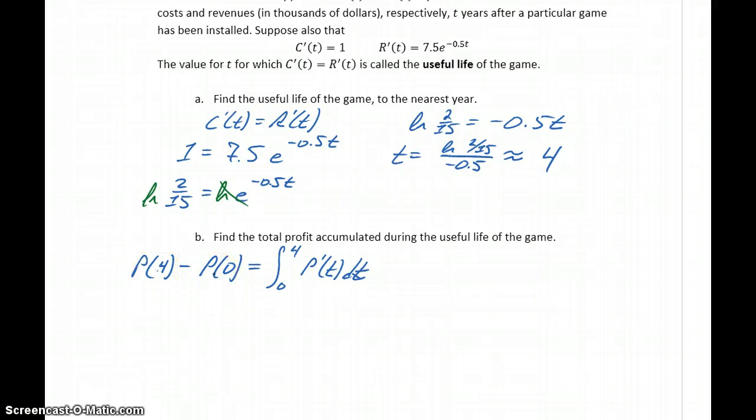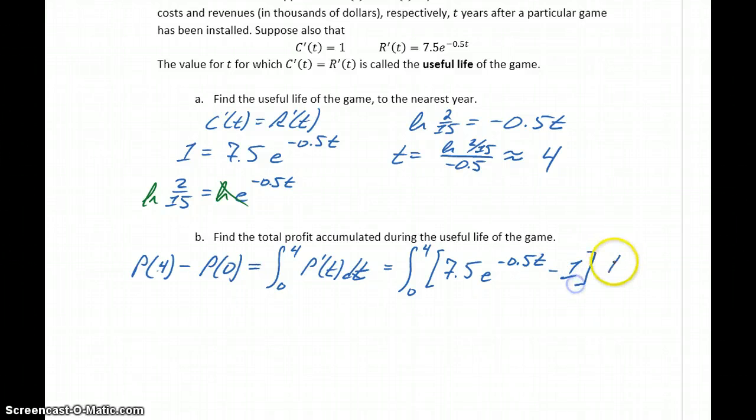then we would come up with this result. So we don't have a marginal profit function, but what we do have is a marginal revenue function and a marginal cost function. So we can integrate from 0 to 4 our marginal revenue function minus our marginal cost function dt. So revenue minus cost gives us profit, marginal revenue minus marginal cost gives us marginal profit.